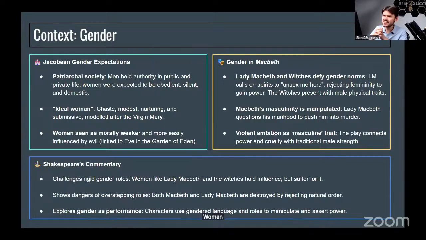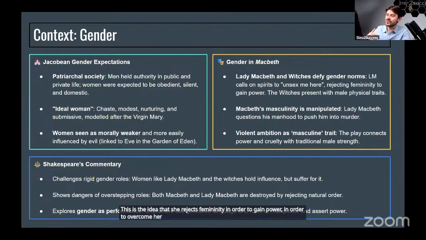Women were seen as sort of morally weaker and more easily influenced by evil, hence often linking to this idea of Eve in the Garden of Eden. Now, gender in Macbeth. A good example is Lady Macbeth. Lady Macbeth literally calls on supernatural spirits to "unsex me here." This is the idea that she rejects femininity in order to gain power, in order to overcome her boundaries, break her place in the great chain of being.